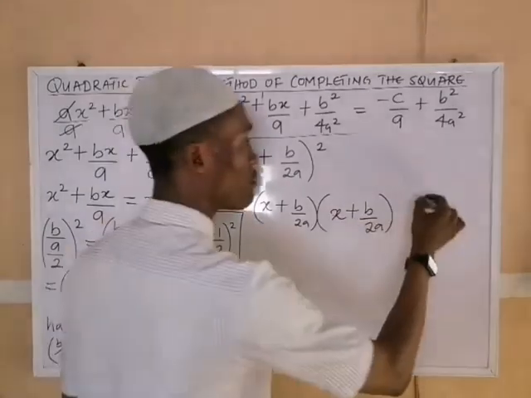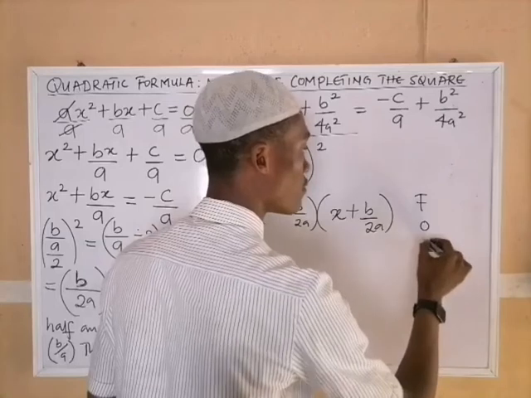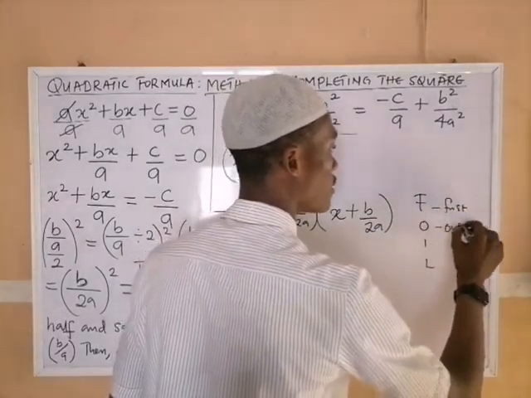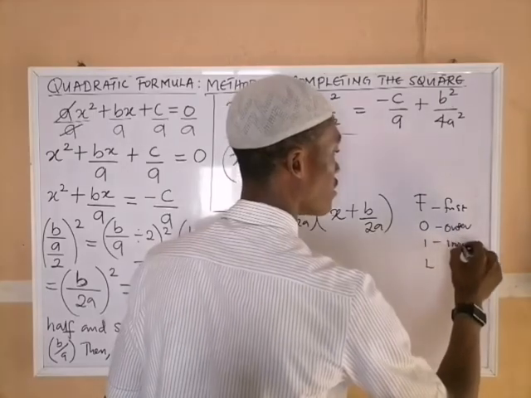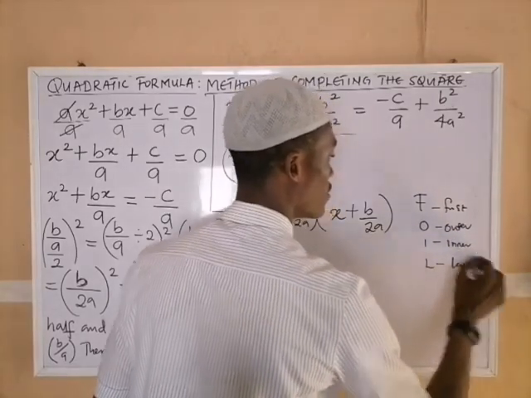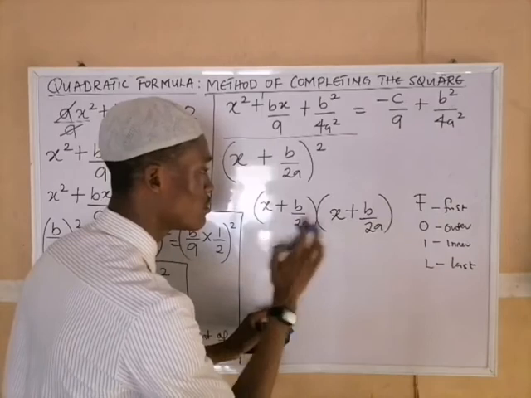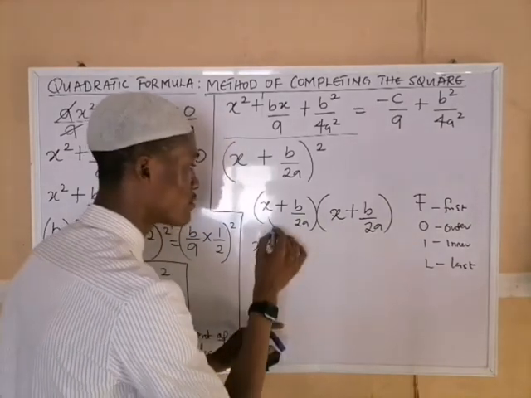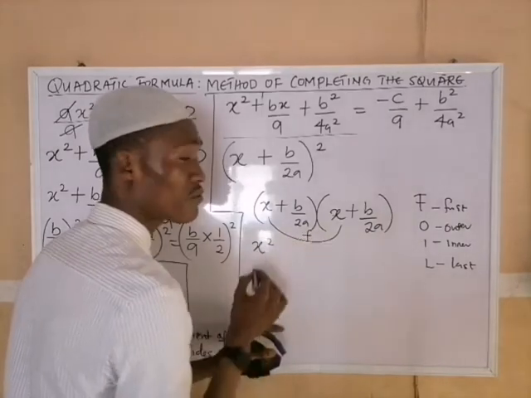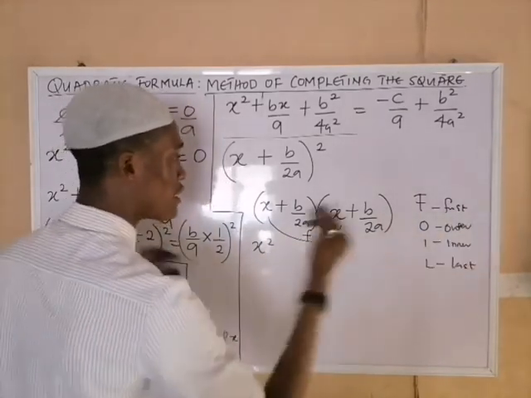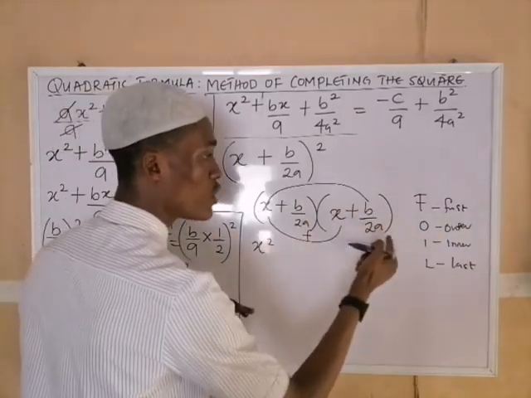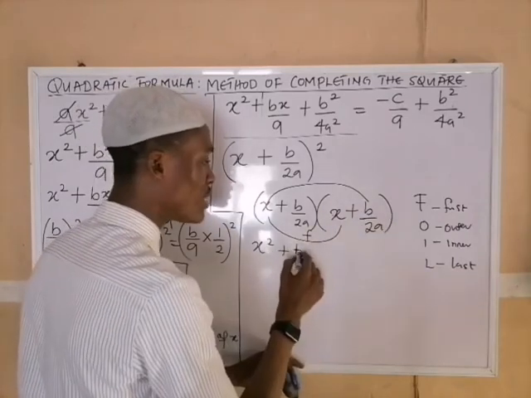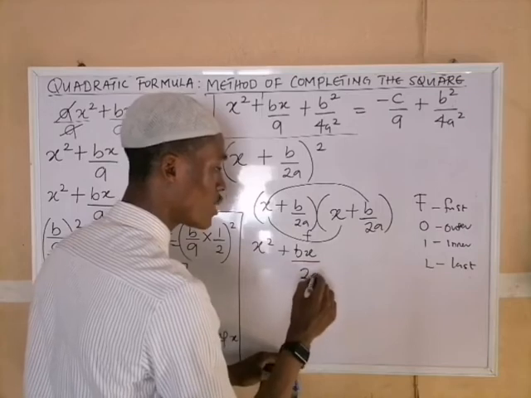Using the FOIL system: first, outer, next, inner, next, and last. So I'm going to do this first. x times x, I have x squared. That is the first. Then the outer, x times b over 2a plus x times b over 2a, I have bx over 2a.